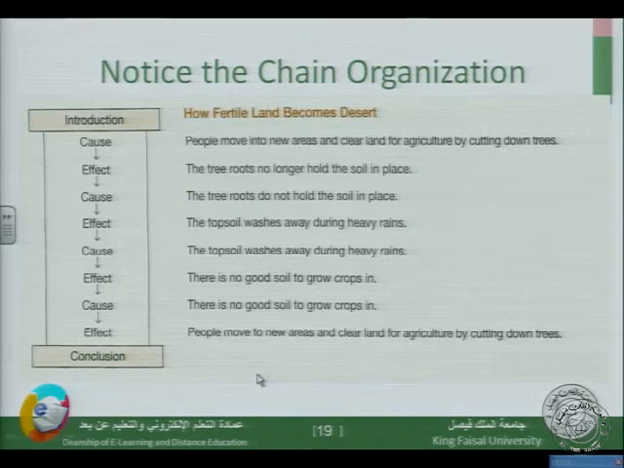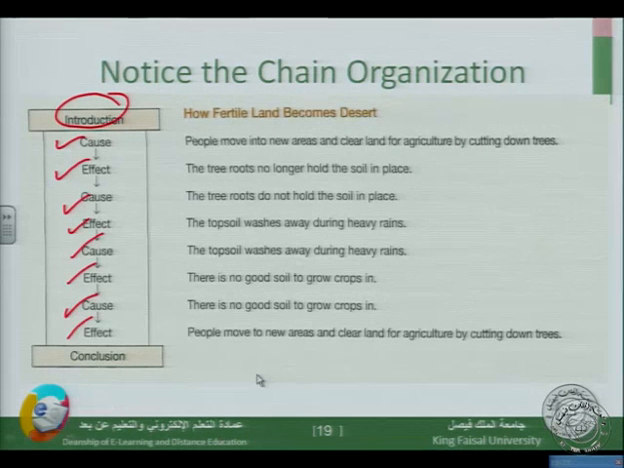لاحظوا الآن هذه مثلا structure diagram for the chain organization. عندنا هنا المقدمة تذكر سبب نتيجة سبب نتيجة سبب نتيجة سبب نتيجة conclusion. بغض النظر كم هذه عددهم، ممكن أقل، لكن أنا يعني حابب أنكم تميزوا ما بين الchain organization والبلوك organization. في البلوك كنا نذكر فقط الأسباب في بلوك معين، بعدين نذكر النتائج، أو العكس صحيح.